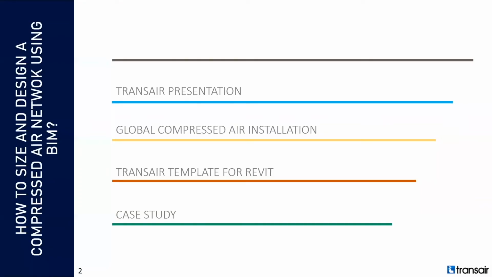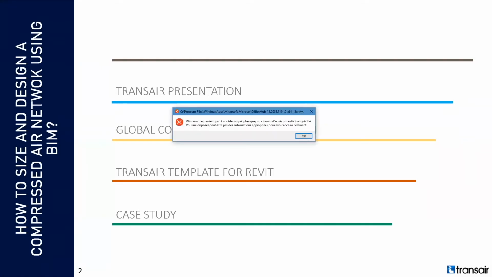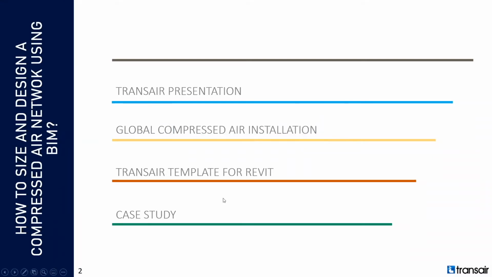So to start the presentation, first I'm going to talk about Transair and give you a little presentation about who we are. Then I will talk about what is the main part of a compressed air installation. And then I will speak about our template and give you a quick presentation of it. So these 3 parts are going to last roughly 25 minutes. And then we will have the big part of the webinar, which is the case study, with first some rule of sizing and some basics about compressed air, and then the drawing inside Revit. That part is gonna last 25-30 minutes.